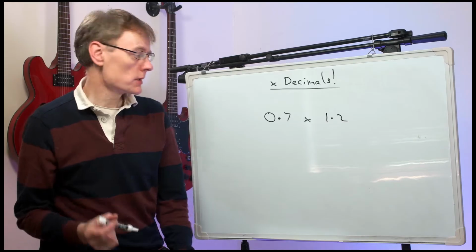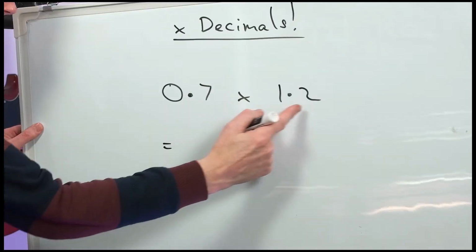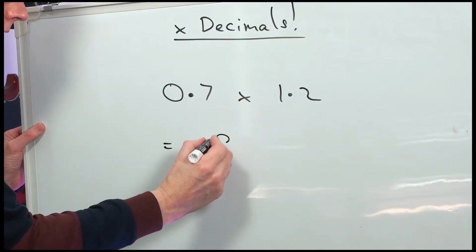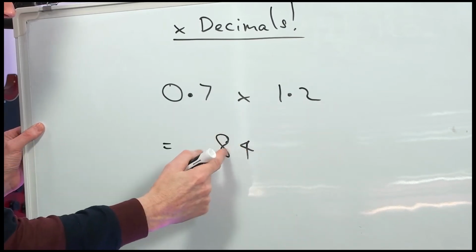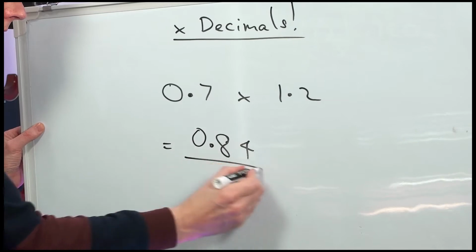0.7 times 1.2. Just multiply whole numbers. 7 twelves are 84. Then we need to make it 10, 100 times smaller. 0.84.